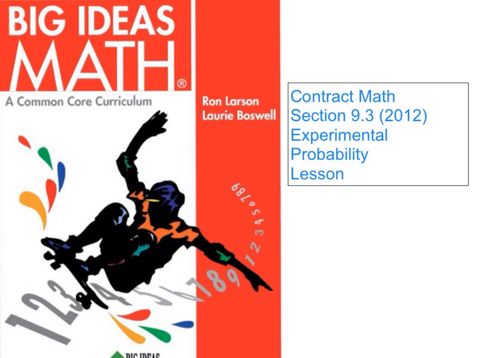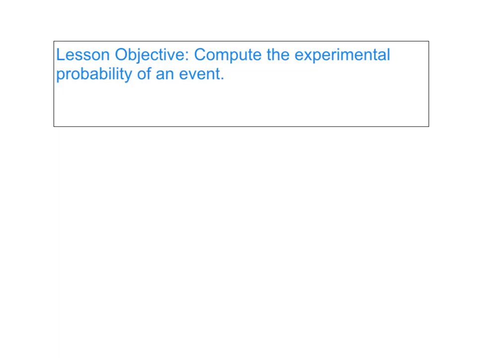Pause while you write Section 9.3, 2012 edition lesson in your math notebook. Pause again while you write today's lesson objective in your math notebook. Today's objective is compute the experimental probability of an event.